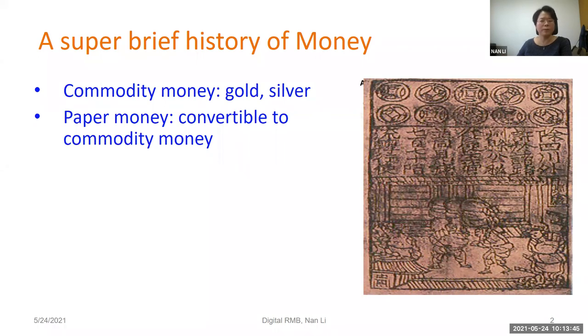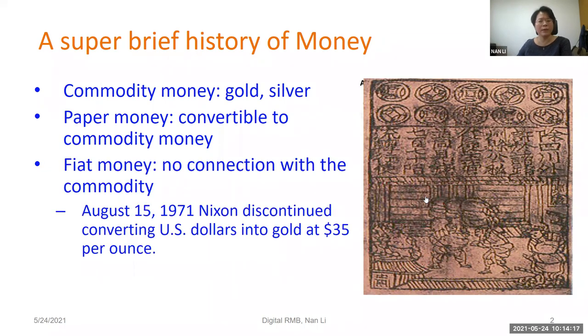So with this piece of paper, you can convert it to commodity money with the equivalent value that is written on this piece of paper. It is not very clear here, but in Chinese it actually tells you how much gold or silver you can convert this piece of paper into. So this is paper money, and the value of the paper money is guaranteed by the commodity money that it can be converted to.